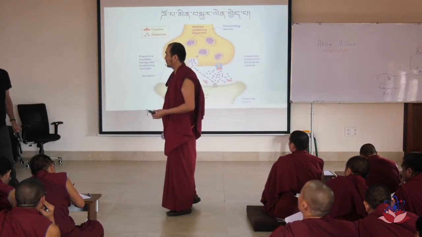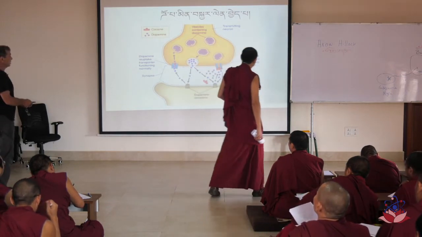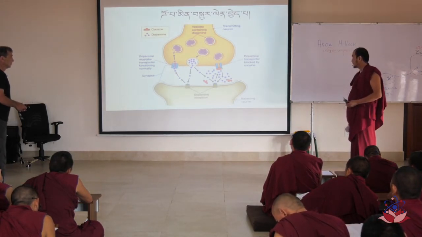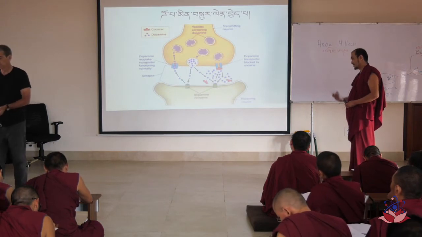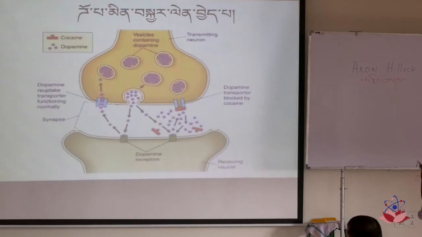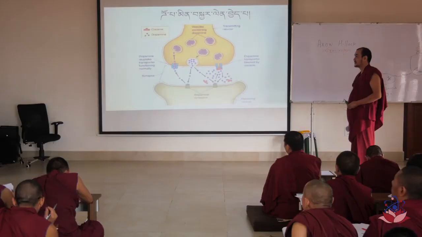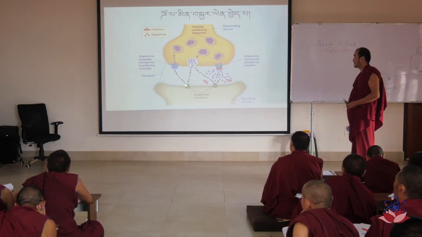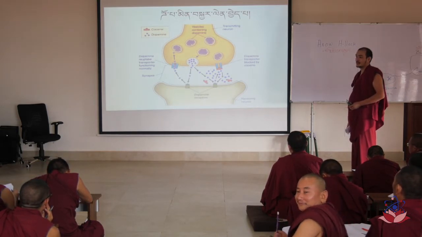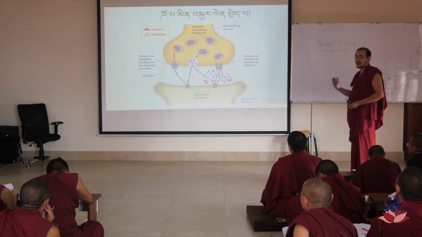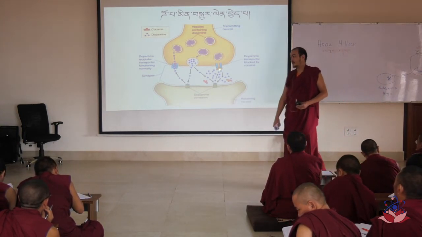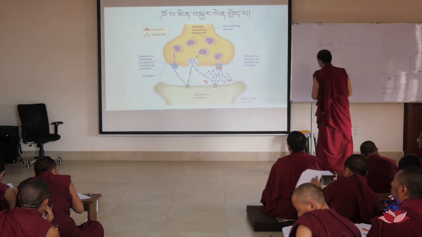How does cocaine work? It is shown here on the right side. What is it binding to? Dopamine receptors. No. Where are the dopamine receptors? Here. What is this? Transporter. The transporter. So cocaine binds to the transporter and blocks it from working.